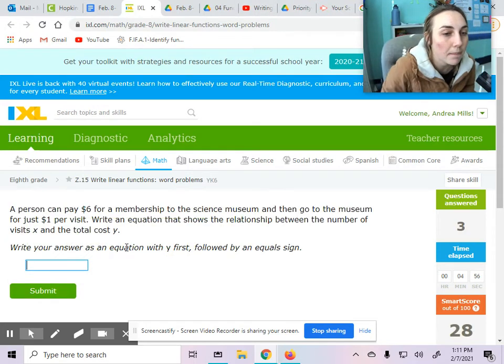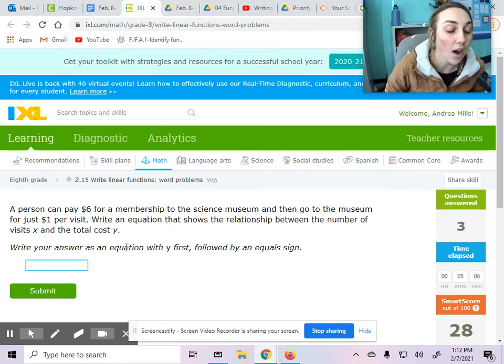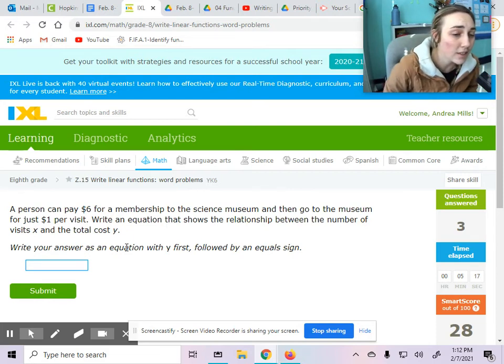All right, so it says a person, we didn't even get a name this time. A person can pay $6 for a membership to the Science Museum, but then go to the museum for just $1 per visit. Okay, so guys, we have 2 numbers here, so we need to figure out what is our slope, what is our y-intercept. Well, again, guys, your y-intercept is the starting amount or how much you paid originally.